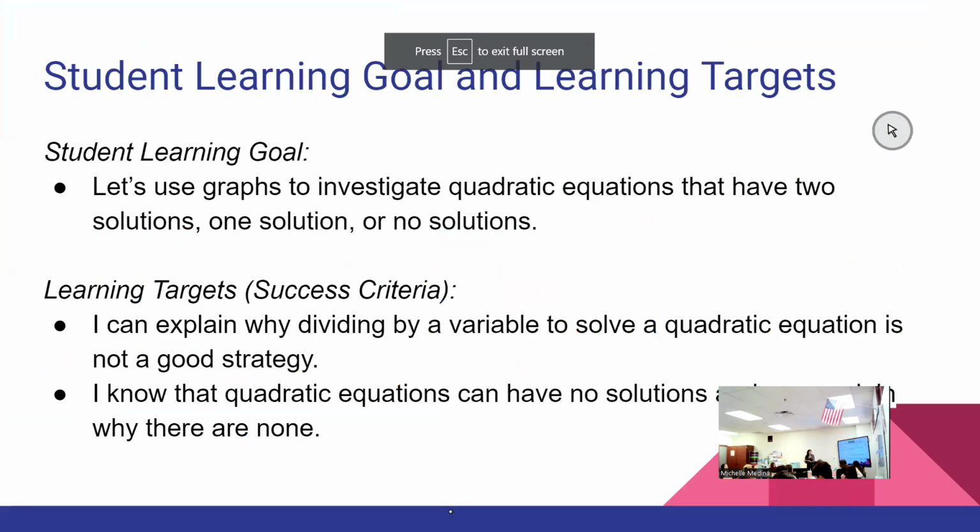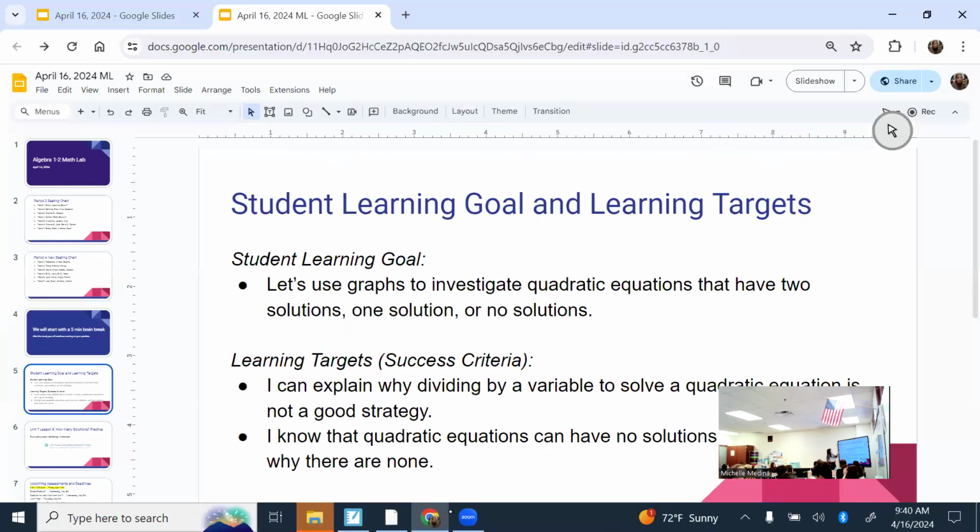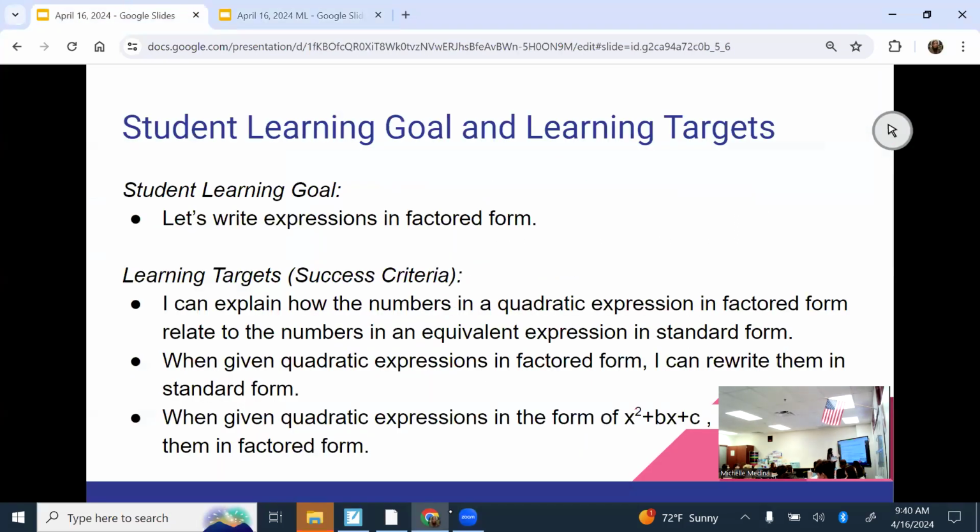We are going to investigate quadratic equations. Oh, wait, no, this is not the right one, sorry. This is the other one. Okay, there it is. We are going to write expressions in factored form when we are given the standard form.